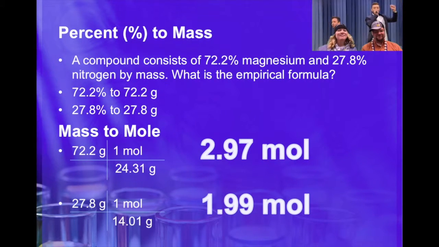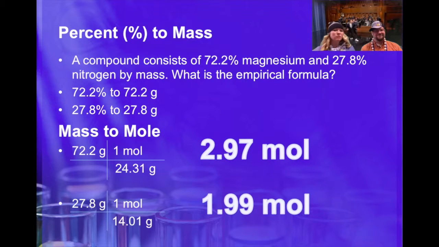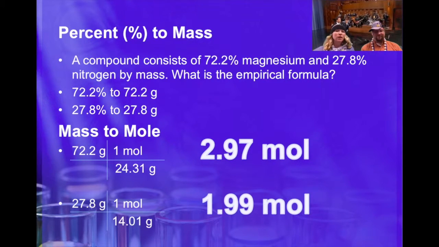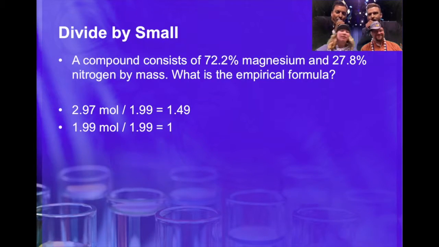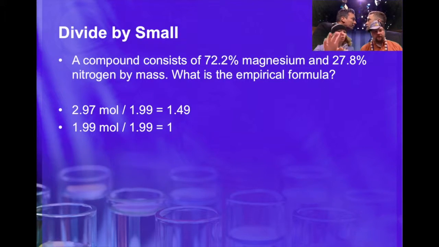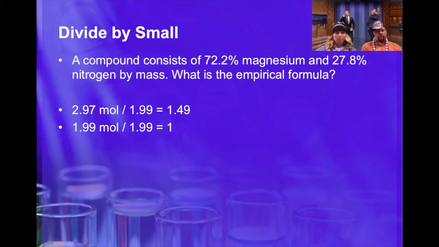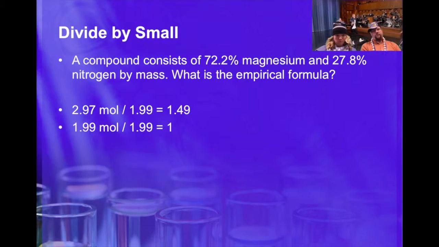Okay, so we got mass to mole. So now we have our 2 mole amounts. Now it's divide by small. The smallest one is 1.99. So here's our example. We got a whole number for one, but we got a 1.49. So we divided by 1.99 for both of them. We got 1.49 and we got 1.